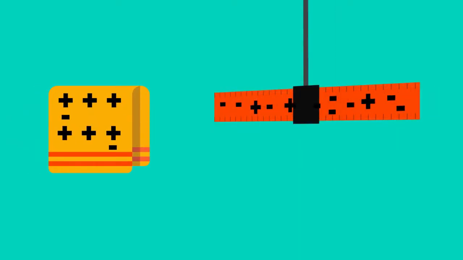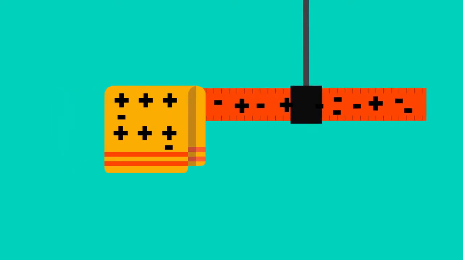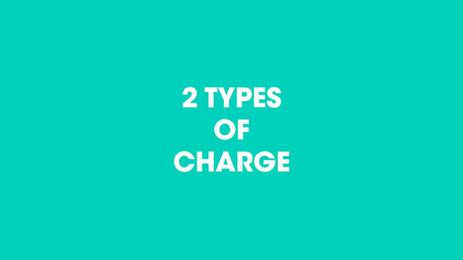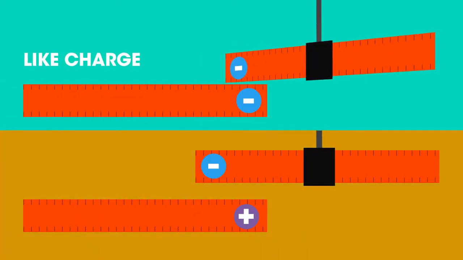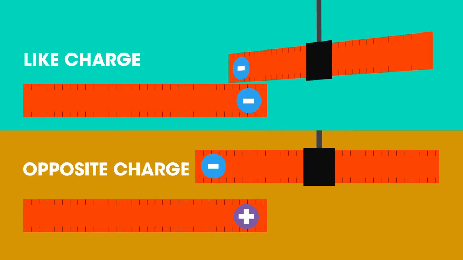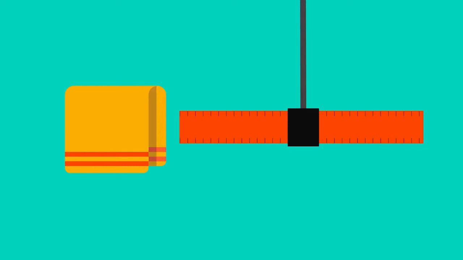Holding the cloth used for charging near to the ruler will attract it toward the cloth. This shows that there are two types of charge, positive and negative. So like charges repel or push each other away, whereas opposite charges attract each other or move towards each other. Which material becomes positive or negative depends on the identity of each.